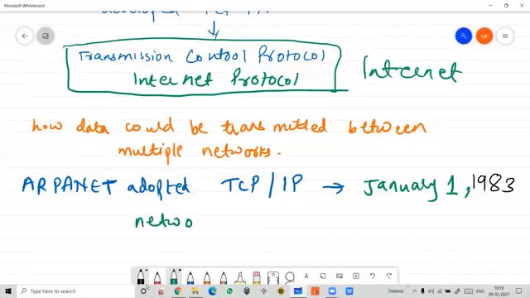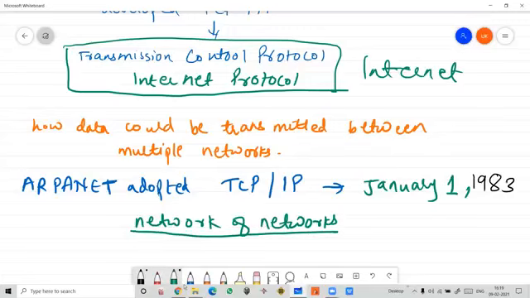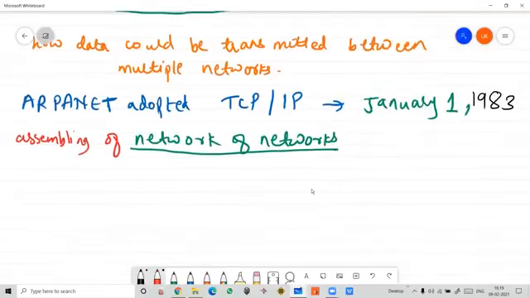Network of networks. Assembling of the network of networks took place, and that became the modern internet. This network of networks is the modern internet which we are using.